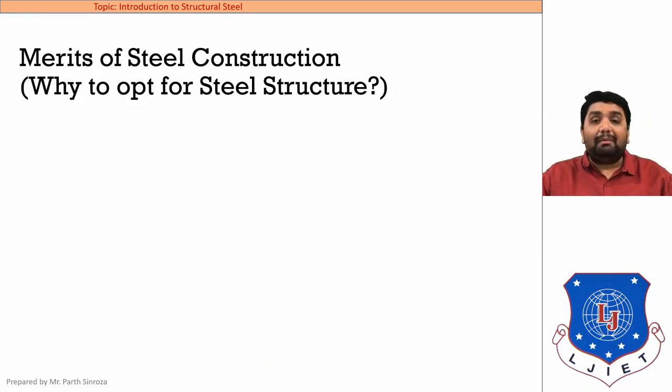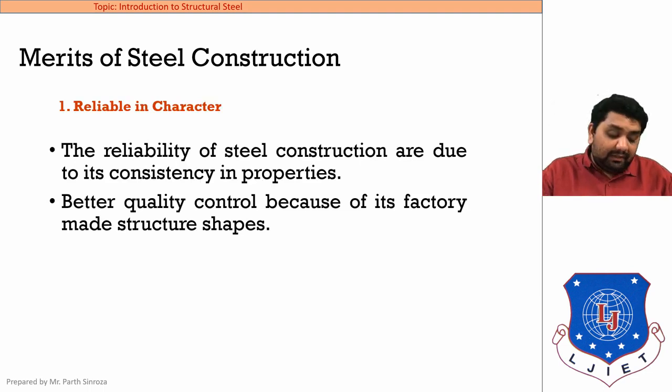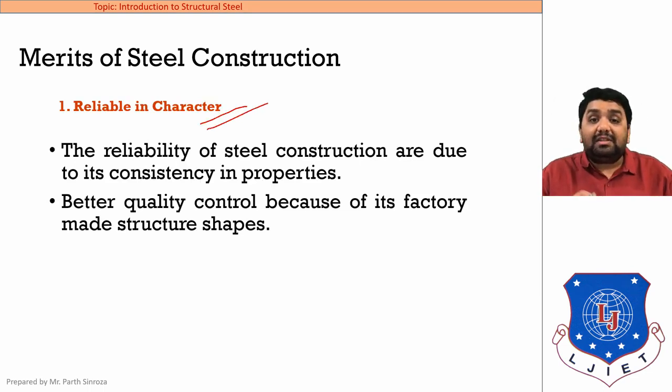Now we'll be looking at some of the merits of steel construction, that is, why you need to opt for steel construction. The first thing is that it is reliable in character. That means steel has a unique, homogeneous property which is not found in RCC. RCC, as you all know, is either an in situ, that is site made, or factory made material, but it has a mixture of various components: sand, cement and aggregate, and controlling the quality of these is not in our hands.